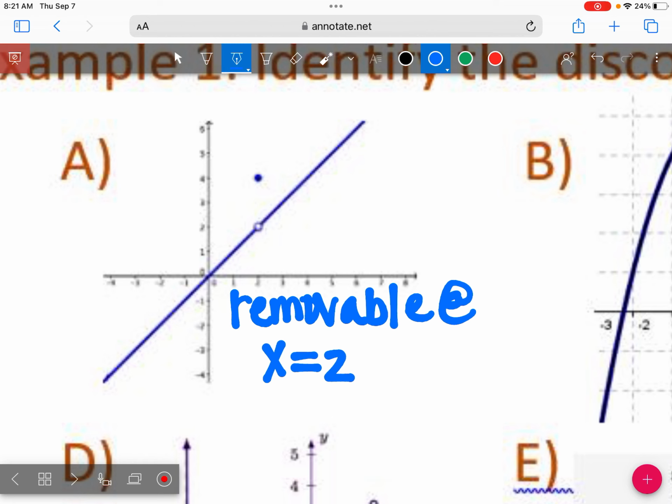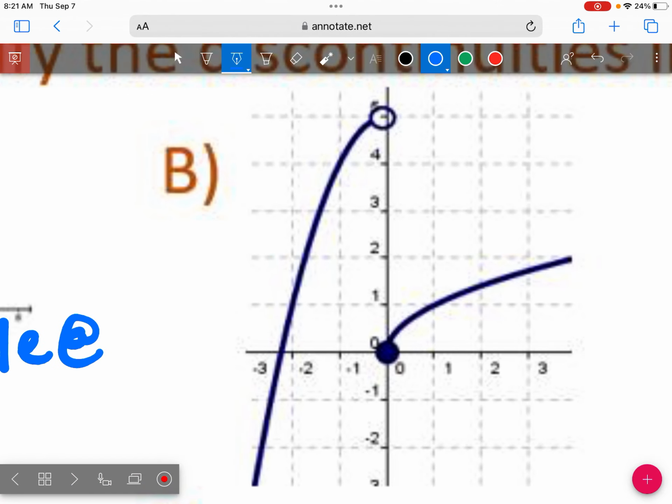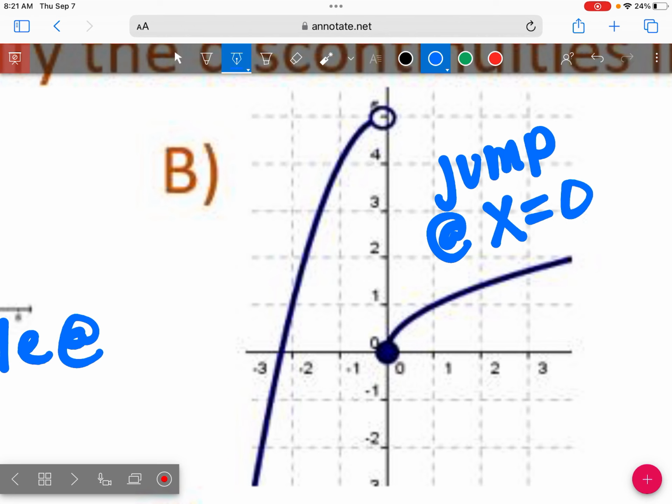All right, what kind of discontinuity do you think you see in B? Jump. That's a jump, good. And where does that occur, at x equals what? 0. Good. At x equals 0, we have a jump.